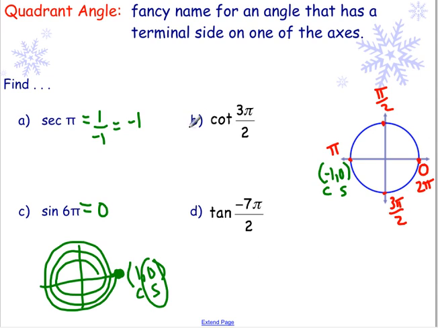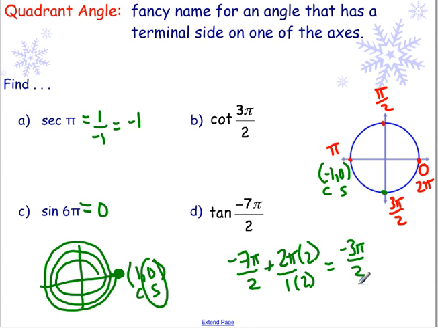Okay, so I mean all of these are quadrant angles. 3 pi over 2 is down here. You should be able to figure out cotangent. -7 pi over 2, if you don't like the look of that, just find a coterminal angle. I would add 2 pi. And remember, you need a common denominator. So that would be -7 pi over 2 plus 4 pi over 2. So you'd get a -3 pi over 2.